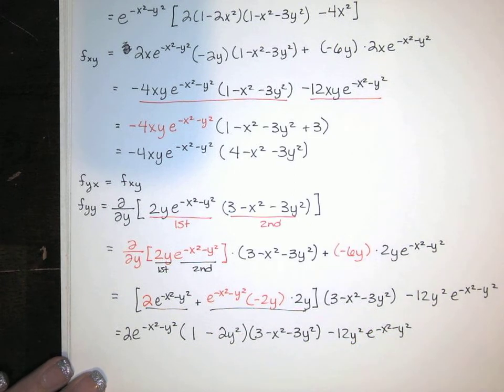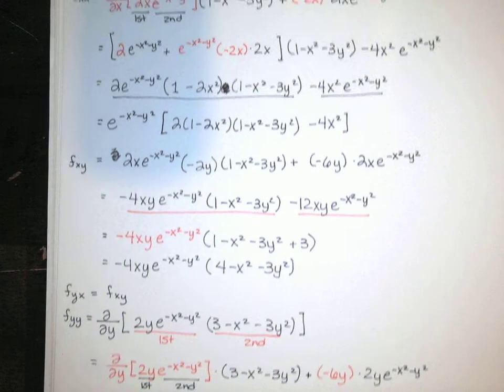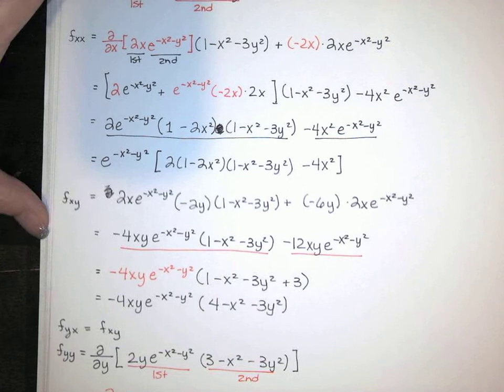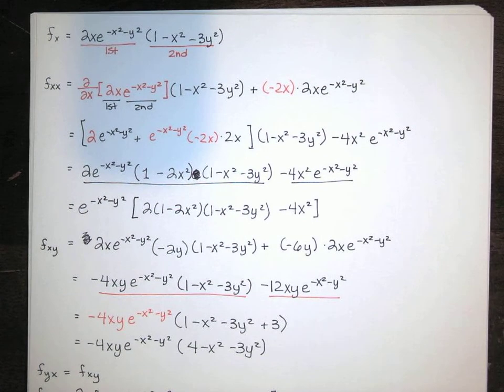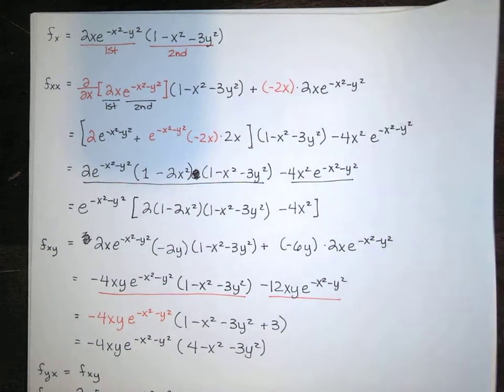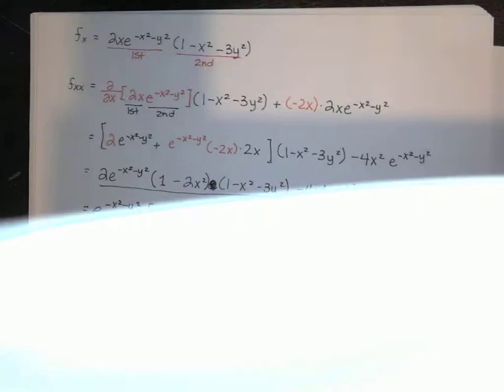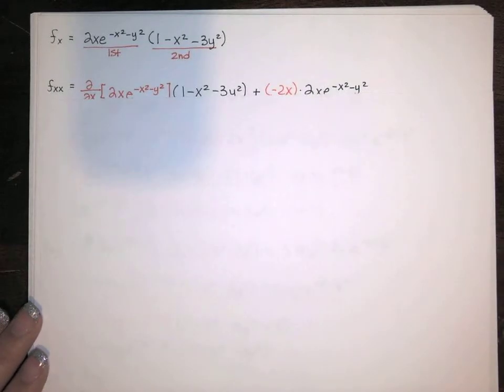Now I look at these two guys, and I could factor out the exponential from both of them, but I really don't think it's going to save us that much time later when we evaluate these at our critical point. So I'm not going to. Yeah, these are our second partials. So let's calculate the Hessian at each critical point, and then look at the determinant, and then come to a conclusion for each point.